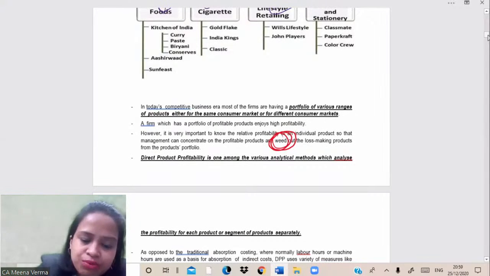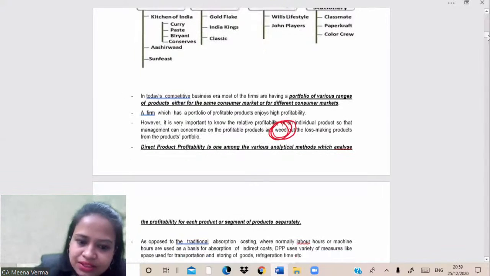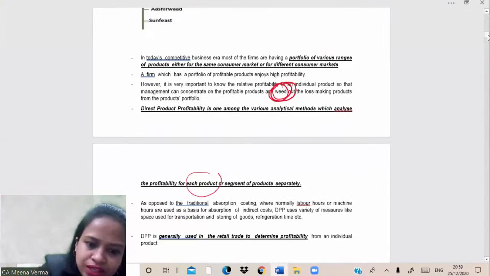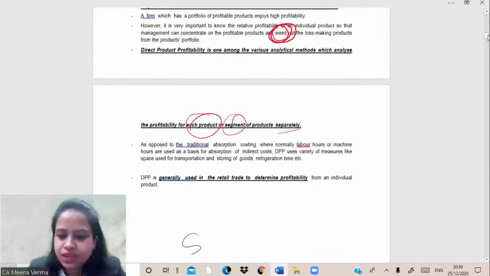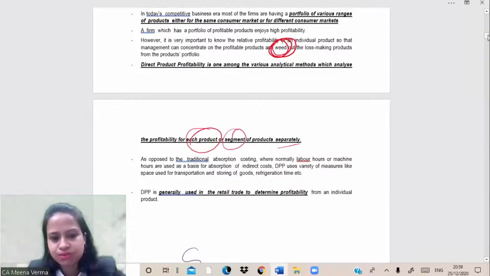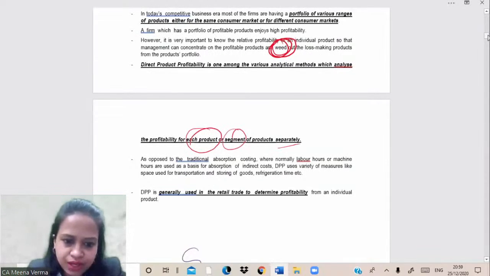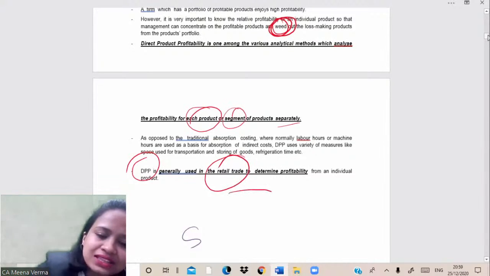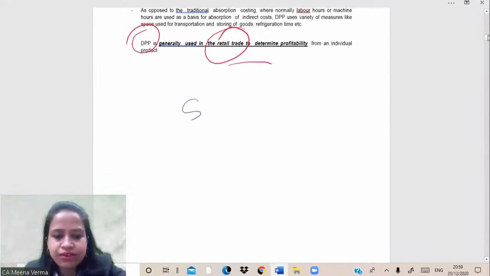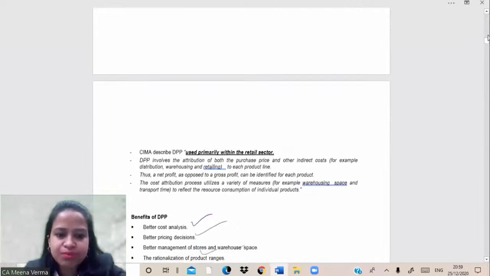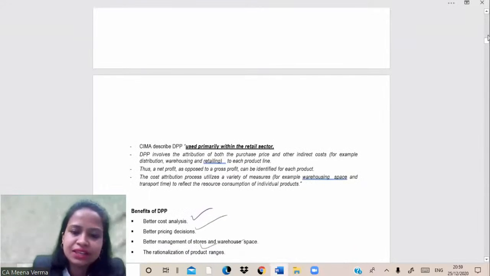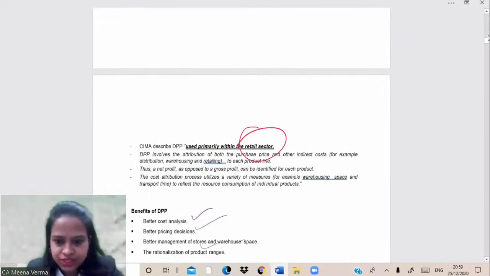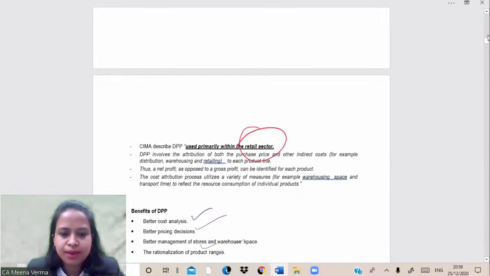Now direct product profitability is one of the analytical methods which analyzes the profitability of each product or segment of product separately. So with the help of this, you can find the profitability of each product or segment of product. This method is generally used in retail trade. Retail trade means where the business is buying and selling, the retail sector.